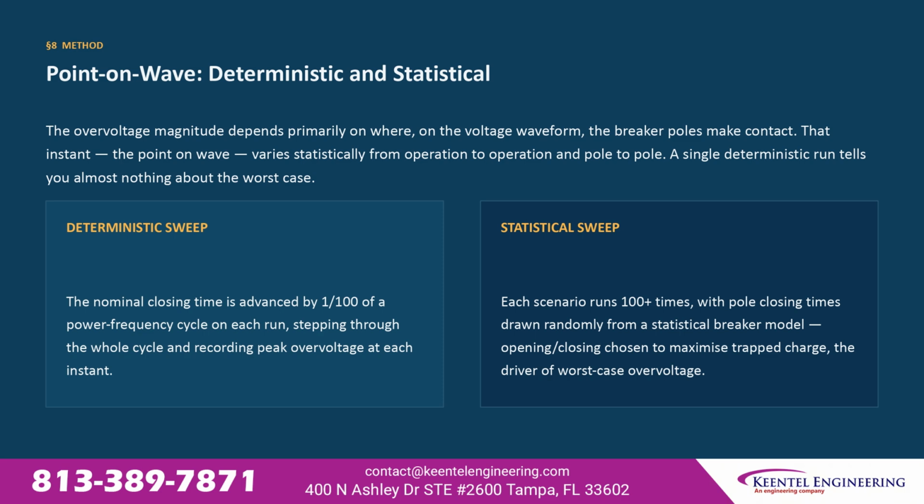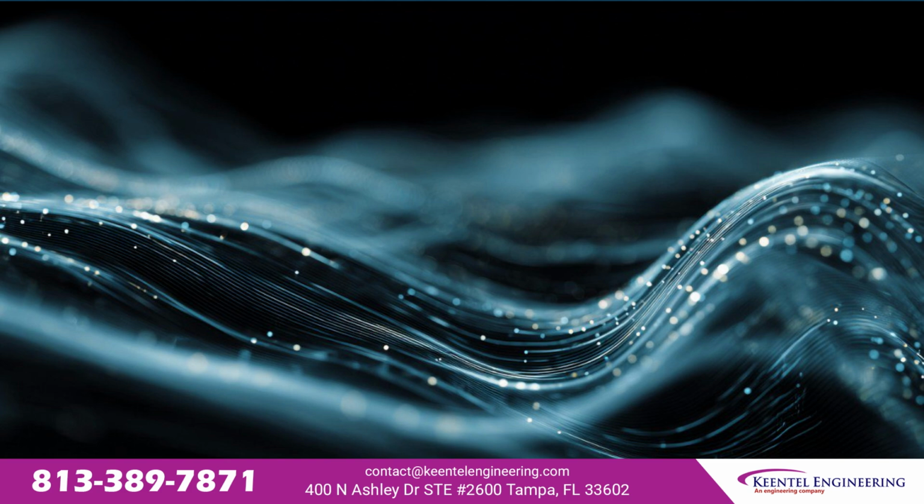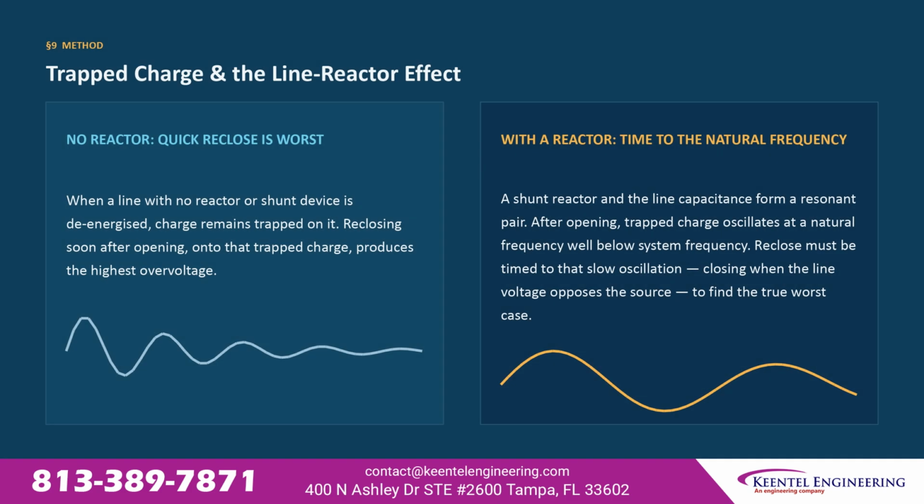The statistical sweep then runs each scenario 100 or more times with pole closing times drawn randomly from a statistical breaker model. This sequence is chosen to maximize trapped charge, the primary driver of worst-case overvoltage. When a line with no shunt device is de-energized, charge remains trapped on the conductor. Reclosing quickly onto that charge produces the highest overvoltage. The source voltage adds directly to what is already on the line.